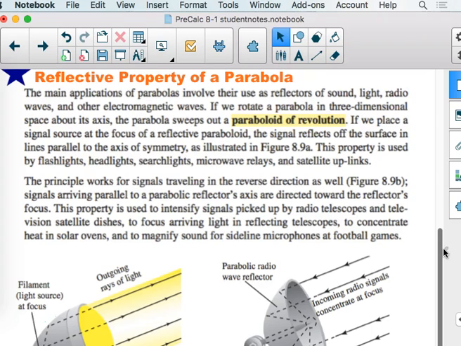Now, if we rotate a parabola in 3-dimensional space about its axis, the parabola will sweep out a paraboloid of revolution. If we place a signal source at the focus of a reflective paraboloid, the signal reflects off the surface in lines that are parallel to the axis of symmetry. This property is used in flashlights, headlights, searchlights, microwave relays, and satellite uplinks.